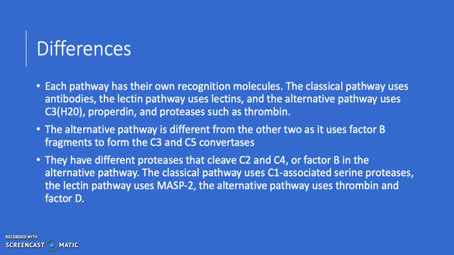And they all have different proteases that cleave C2 and C4, or factor B in the case of the alternative pathway. The classical pathway uses C1-associated serine proteases from the C1 macromolecular complex. The lectin pathway uses MASP2, and the alternative pathway uses thrombin and factor D.